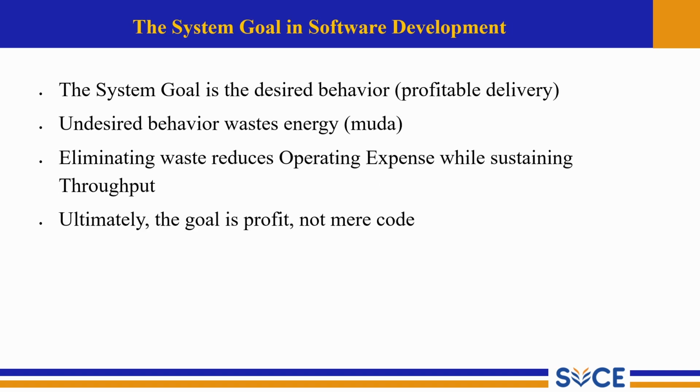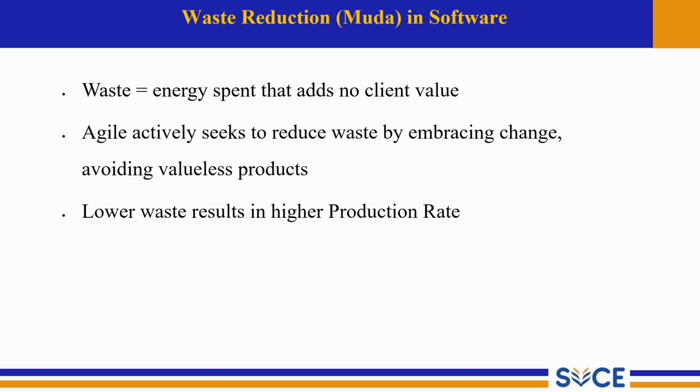The system goal in software development is a desired behavior that is a profitable delivery of software. Undesired behavior wastes energy. Eliminating waste reduces operating expense while sustaining throughput. Ultimately, the goal is profit, not mere code. Next, we will see the waste reduction, that is MUDA in software.